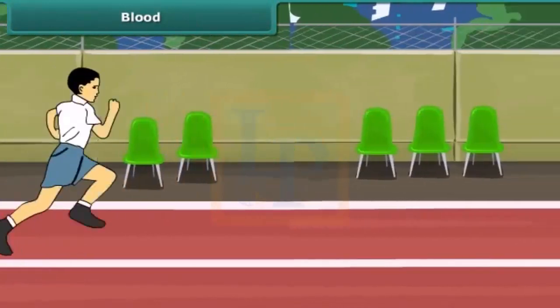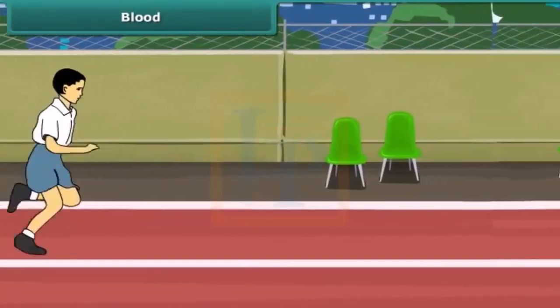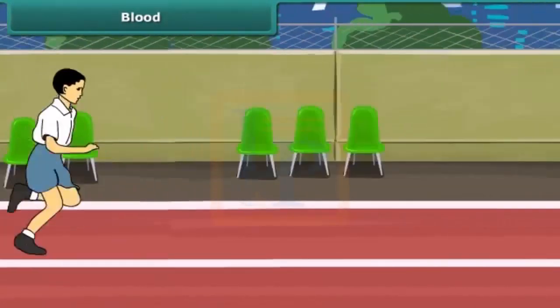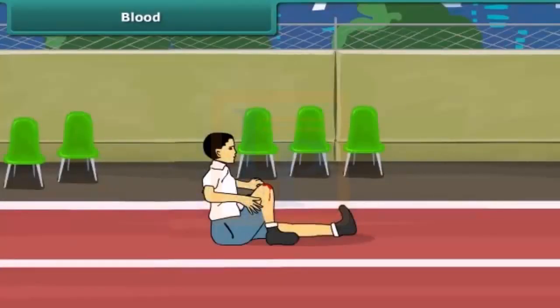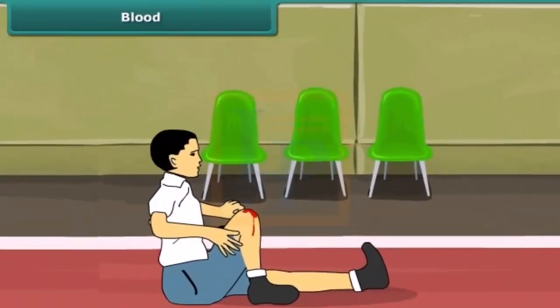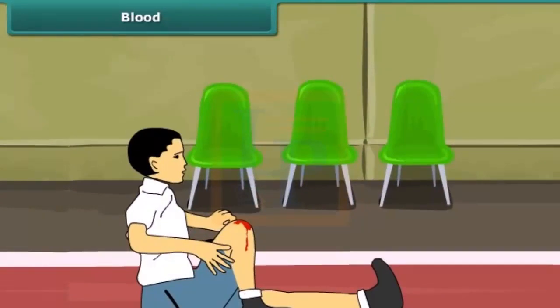Rahul participates in a 100 meters race at his school. While running, he falls down and hurts himself. Blood oozes out of the wound for a while and then clots. His curiosity is aroused. He wants to know how it happened.